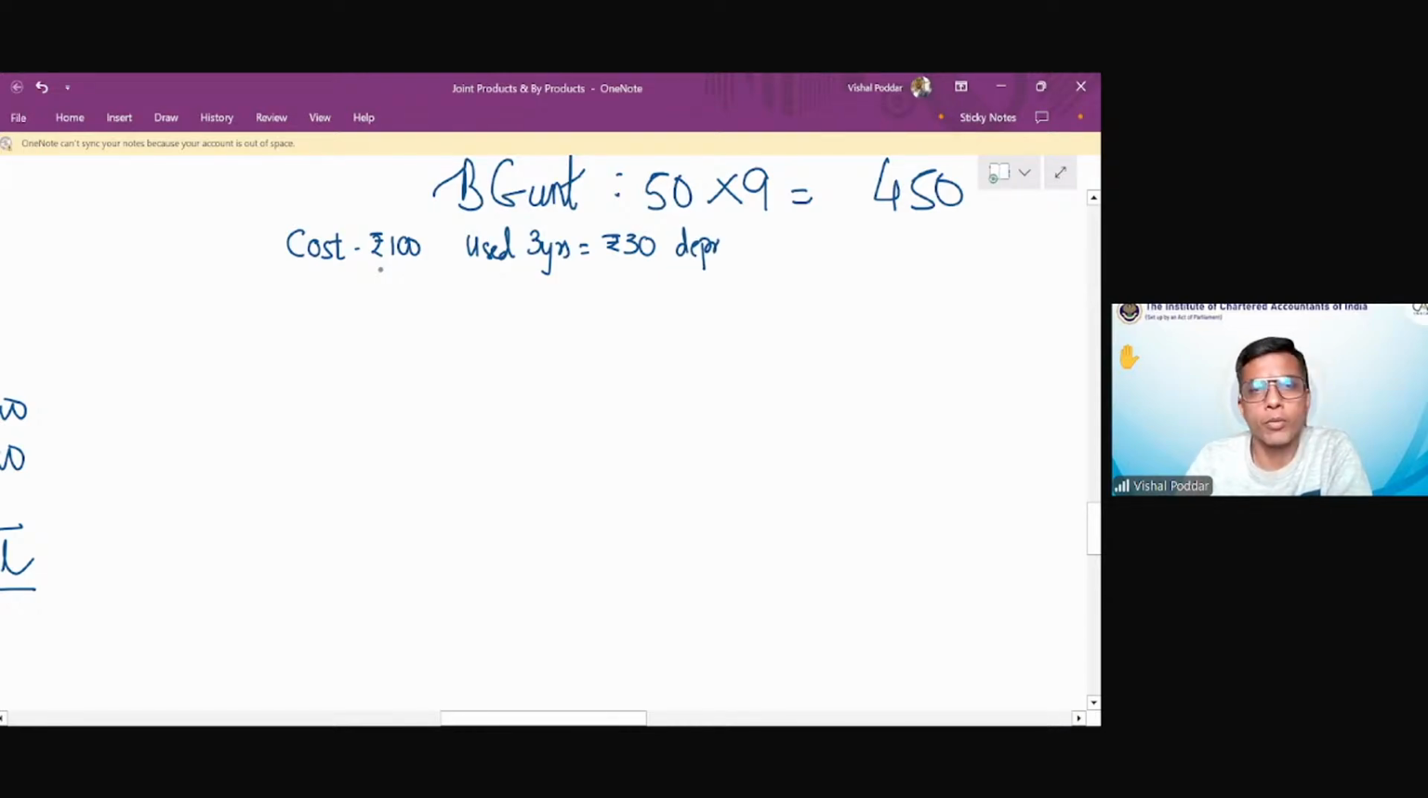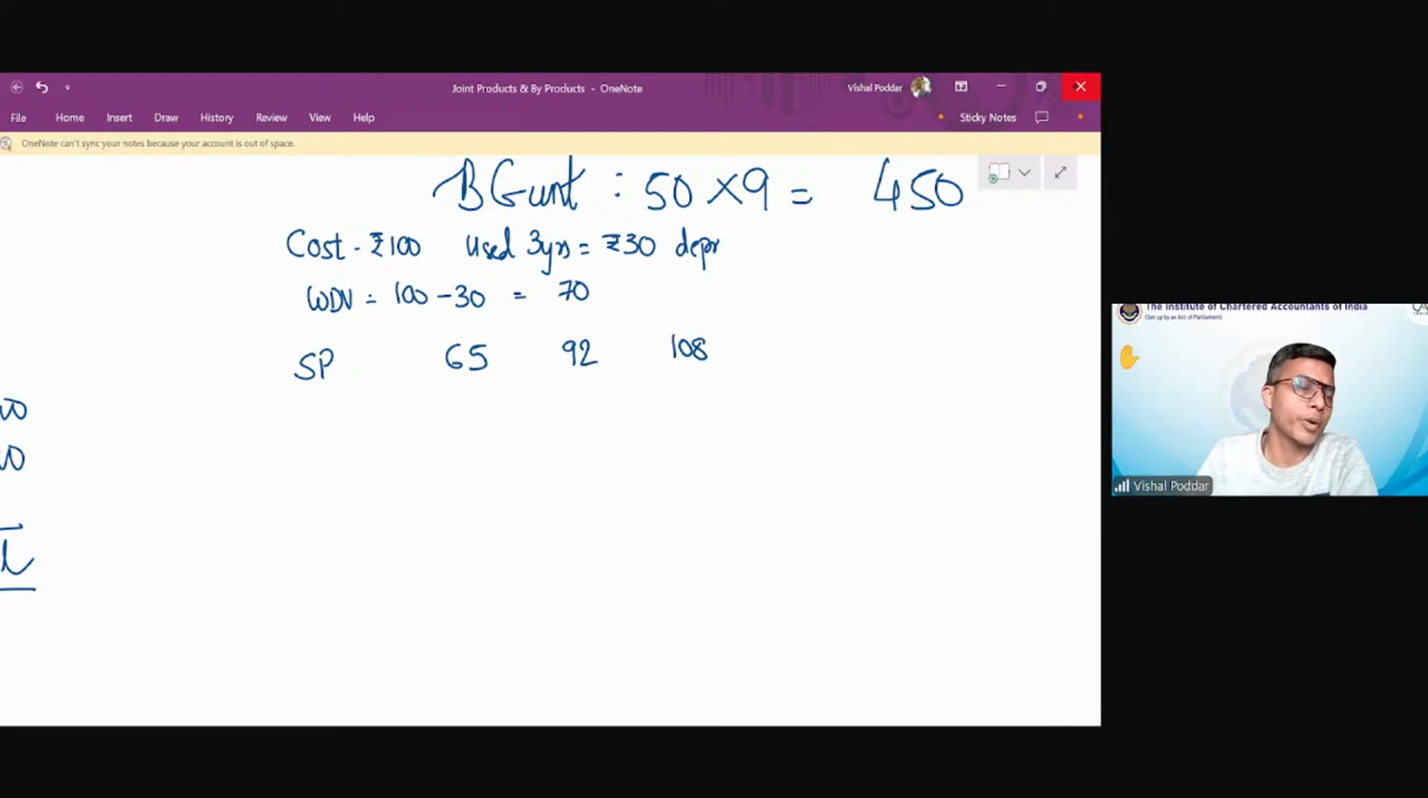Now, in the fourth year, I'm selling this asset. What price I'm selling? I'll come to that. But for that first, what is your WDV at the end of 3 years? It is rupees 70. Now, I have sold this asset. Option 1 for 65 rupees, option 2 for 92 rupees, option 3 for 108 rupees. So these are various possibilities.